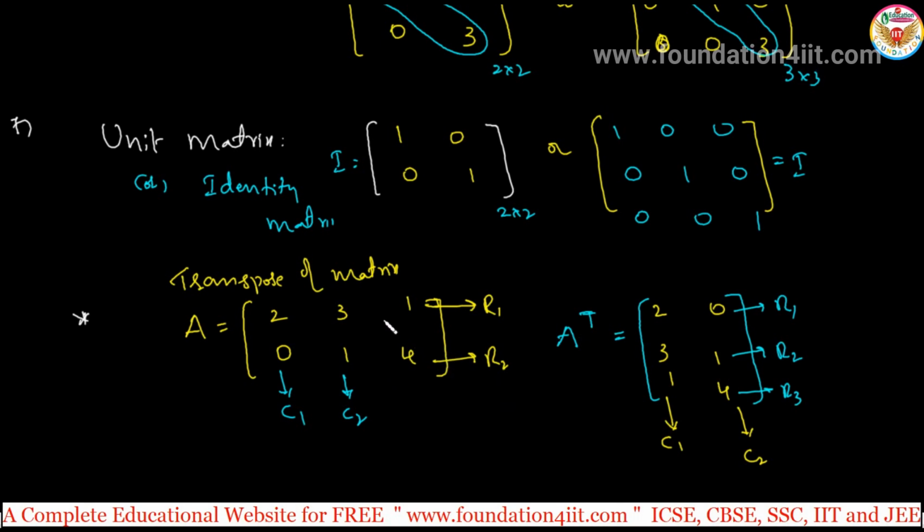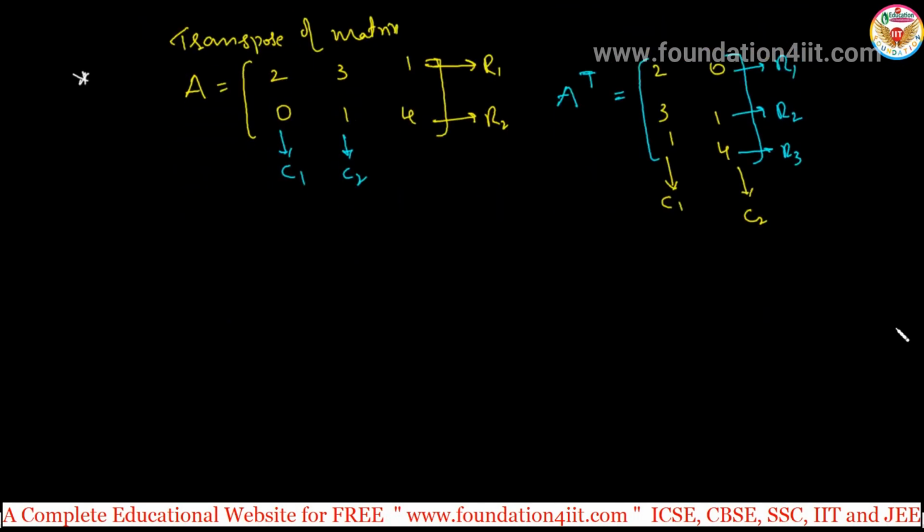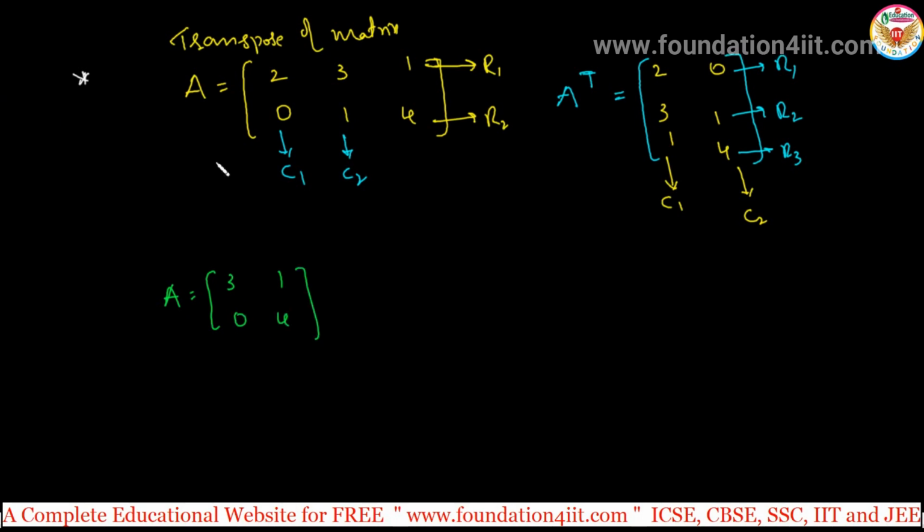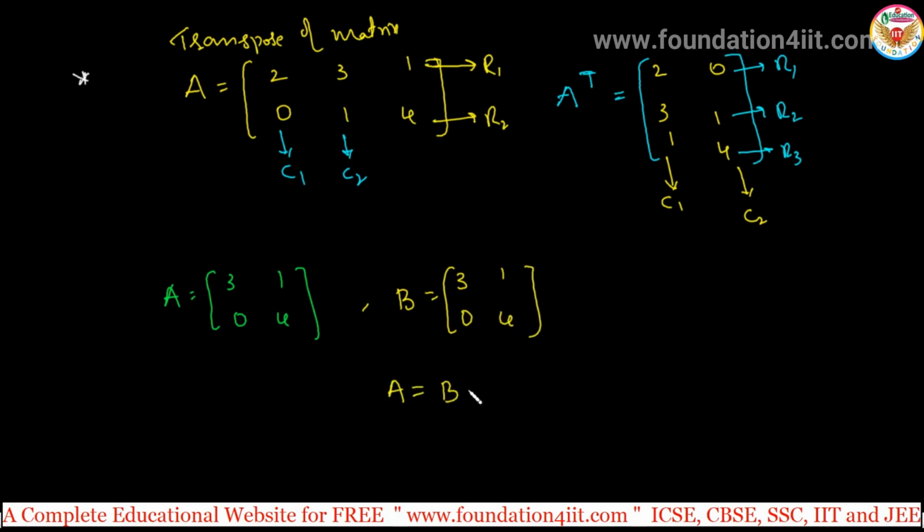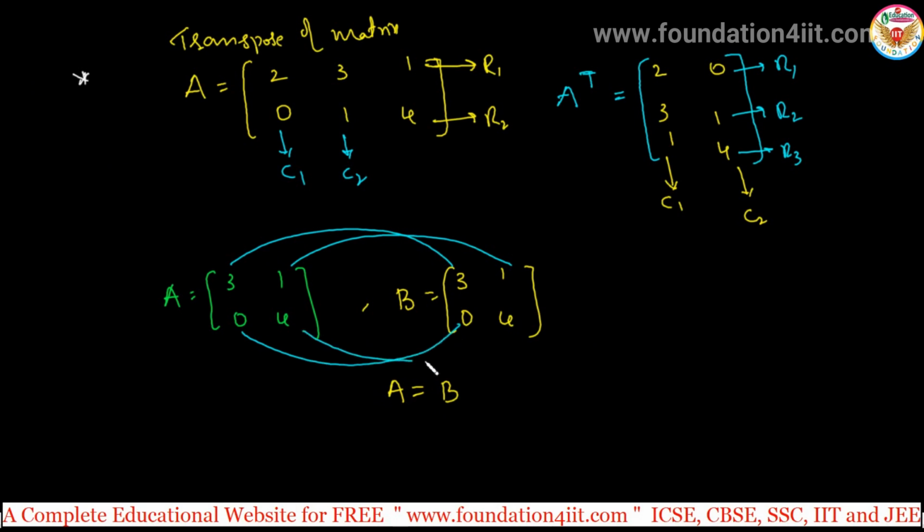So these are the basic types, and we have one more: equality of matrices. When can we say two matrices are equal? Let's say A is 3 1 0 4, same place, same elements. Let's say B is also 3 1 0 4, then we can say A is equal to B. A matrix is exactly equal to B matrix. So corresponding elements must be the same place, right? Then only A is equal to B.